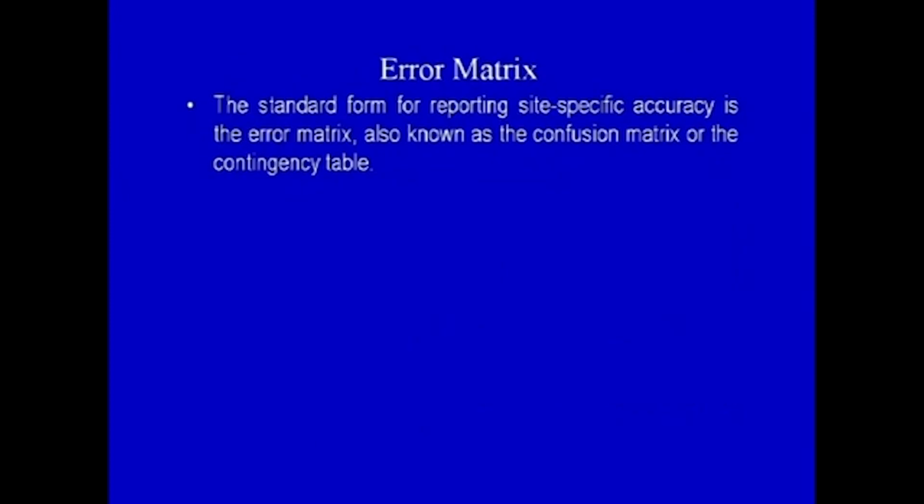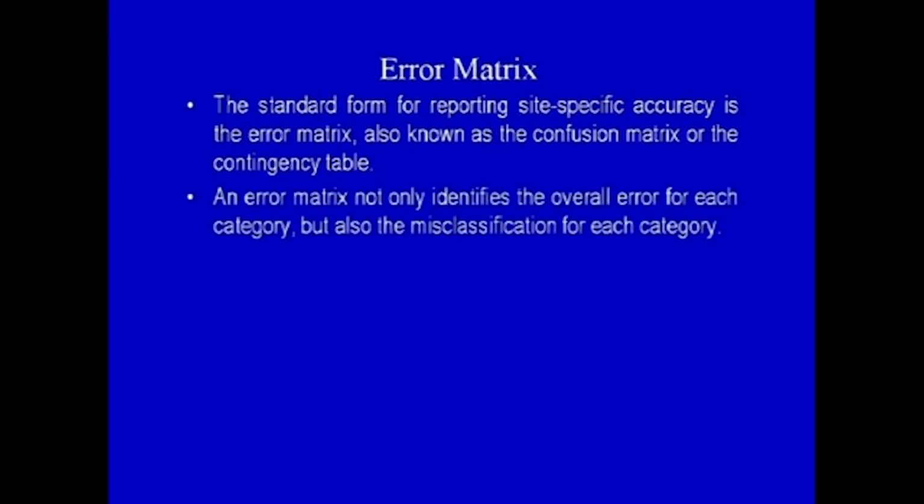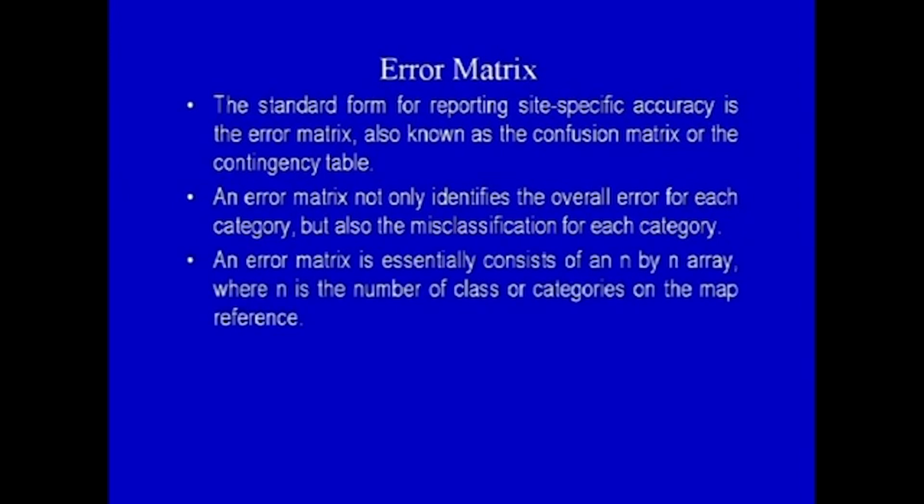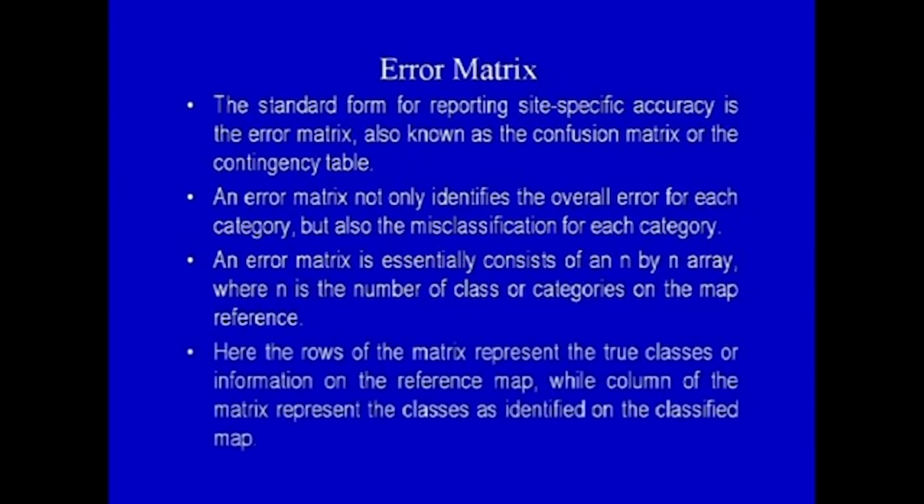The standard form of reporting site specific accuracy is the error matrix, also known as the confusion matrix or the contingency table. An error matrix not only identifies the overall error for each category, but also the misclassification of each category. An error matrix essentially consists of an n by n array, where n is the number of classes or categories on the map reference. Here, the rows of the matrix represent the true classes or the information on the reference map, while the columns of the matrix represent the classes as identified on the classified map.